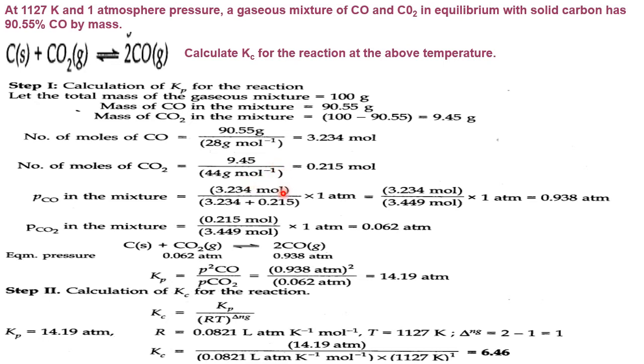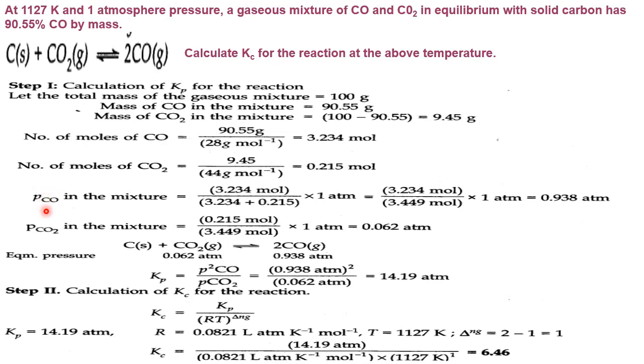Now we understood the number of moles. So using the number of moles, we will go for the partial pressure. For this, we have to use Dalton's law of partial pressure. Partial pressure equals mole fraction into total pressure. So partial pressure of carbon monoxide is equal to the mole fraction of carbon monoxide, the number of moles of carbon monoxide, 3.234, by the total moles, these two added, into total pressure, given here as 1 atmosphere. That gives you 0.938 atmosphere.